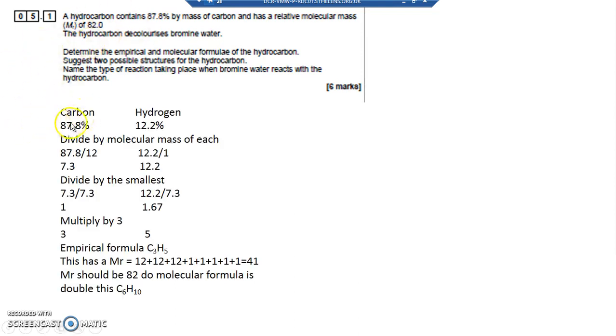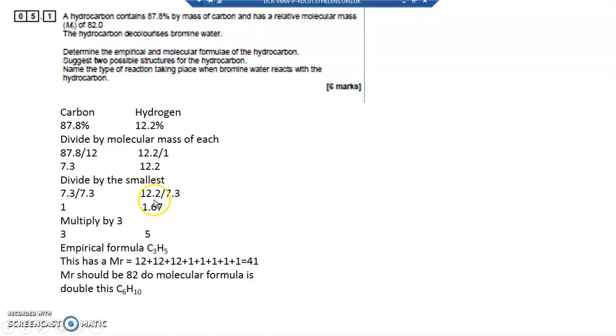So when you've worked out the percentage of hydrogen by subtraction, 100 take away 87.8, then you divide by the molecular mass, the mass of each atom. So 87.8 divided by 12 and 12.2 divided by 1 gives you 7.3 to 12.2. We need these in whole numbers, so the next step is to divide by the smallest, that being 7.3. 7.3 divided by 7.3 is 1, 12.2 divided by 7.3 is 1.67.